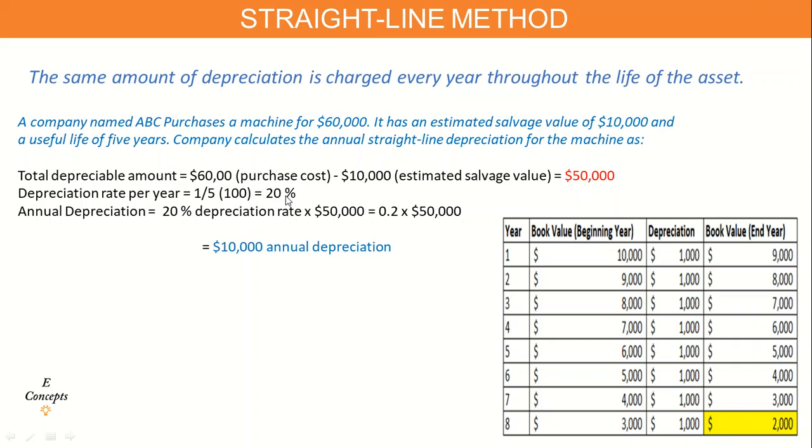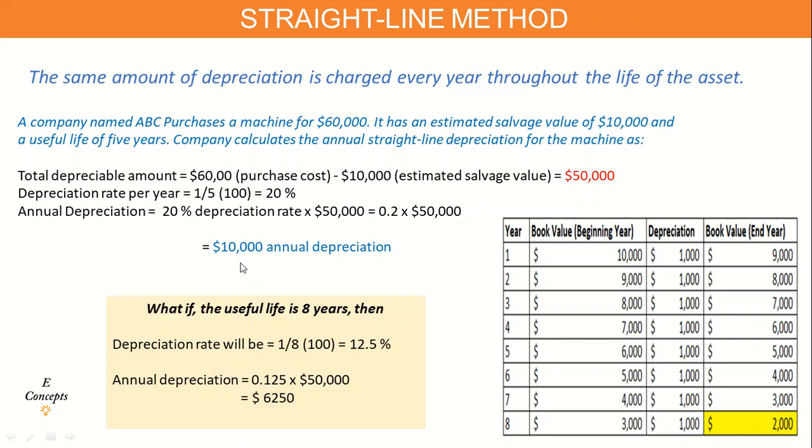Even if we review the figure thoroughly, we can see that over 5 years it has reduced in value by $50,000, so for 1 year it will be $10,000. So for annual depreciation, we multiply the depreciation rate with 50,000, the total amount depreciated, and that will be $10,000 annual depreciation. So this is our example.